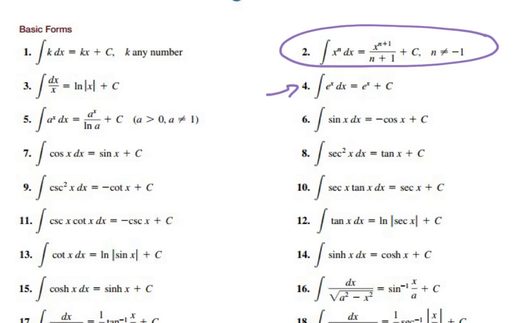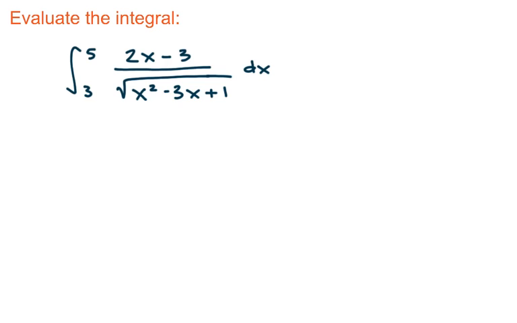Let's look at a problem. Here we have the integral from 5 to 3 of 2x minus 3 divided by the square root of the quantity x squared minus 3x plus 1, integrating with respect to x. So we're going to see lots and lots of different integrals, and we are going to be determining the best way to approach these problems.